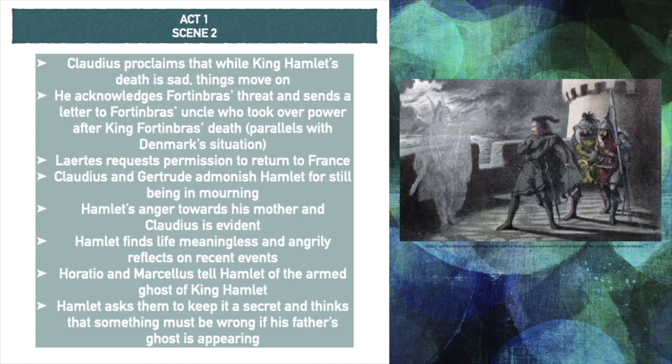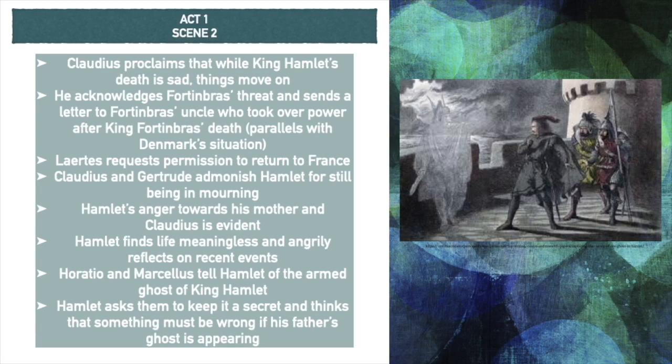Laertes, who is Polonius's son, is very high up in the world of the Danish royal family, very much friendly with and an advisor to Gertrude. Laertes requests permission from Claudius to return to France, because he had come from France back to Denmark for the coronation, and now he requests to go back.